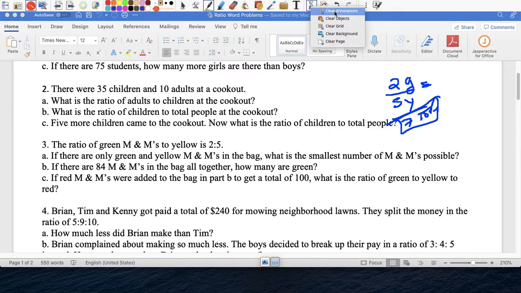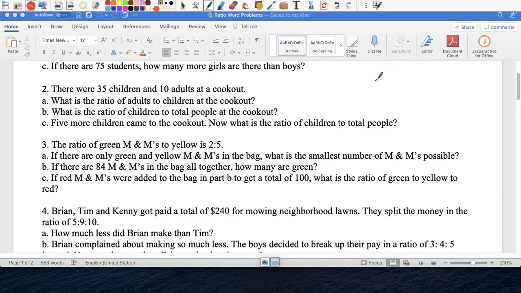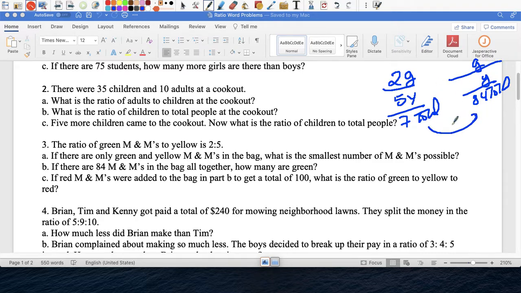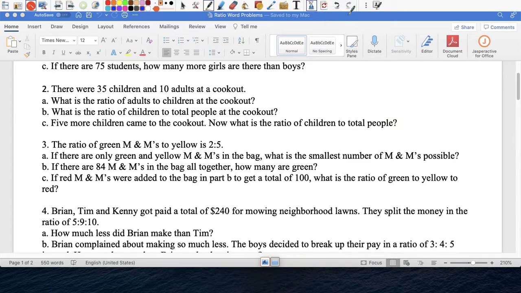Okay. If there are 84 M&Ms, how many are green? So it's 2 greens for every 5 yellow. Right now that gives me a 7 total. But what happens when there are 84 total M&Ms in the bag? Well, then we can easily find a relationship, right? It's times 12, so everything would be times 12. So green ones we would have 24, yellow ones we would have 60. And does that add up to 84? It does. So good.